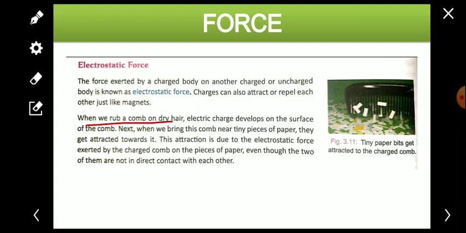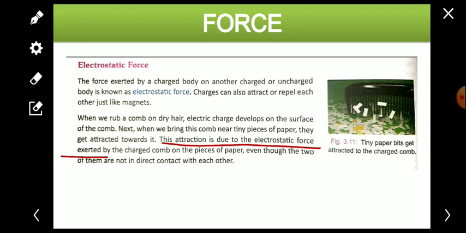When we rub a comb on dry hair, electric charge develops on the surface of the comb. Whenever we rub a comb on our hair, the comb gets electrically charged. Next, when we bring this comb near tiny pieces of paper, very small pieces, they get attracted towards it. You can see in the picture that small pieces of paper have been attracted towards the comb. This attraction is due to the electrostatic force exerted by the charged comb.